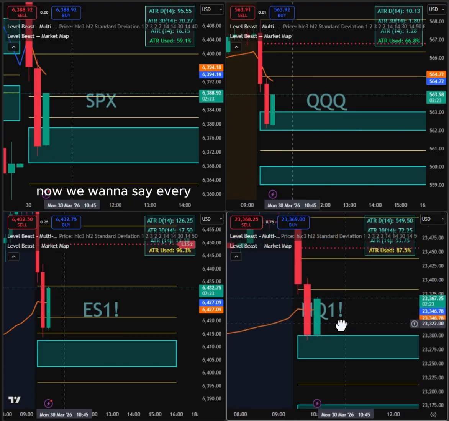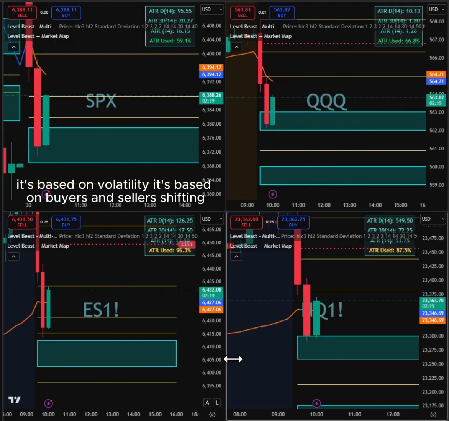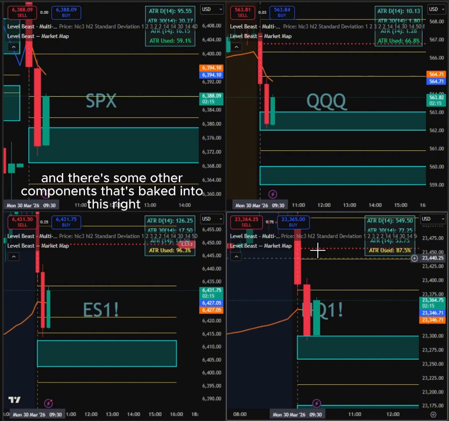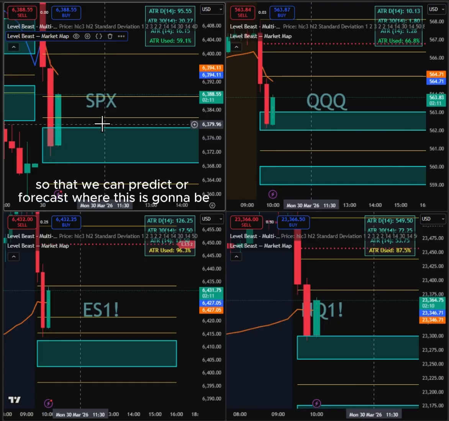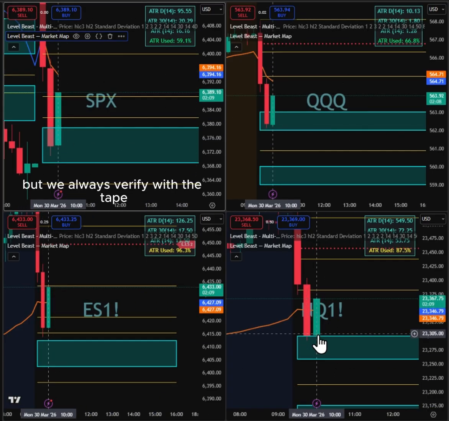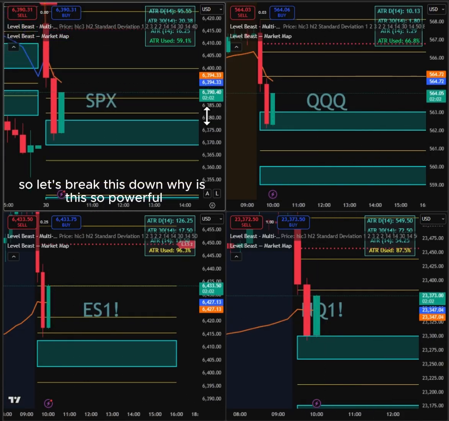Now, we want to say all of this is based on volume. It's based on volatility. It's based on buyers and sellers shifting. And there are some other components baked into this, right? So that we can predict or forecast where this is going to be. But we always verify with the tape. So let's break this down.